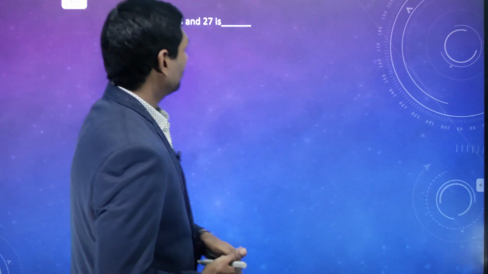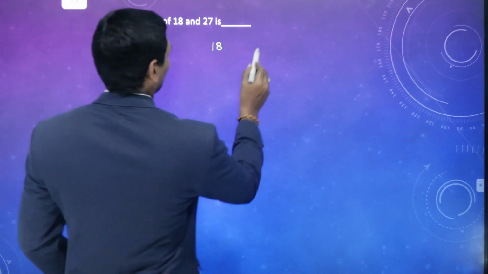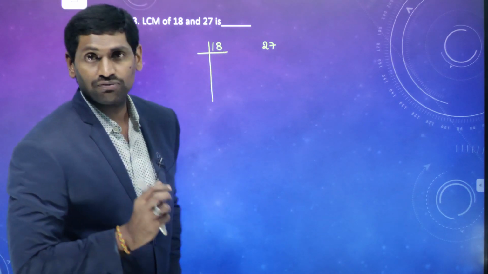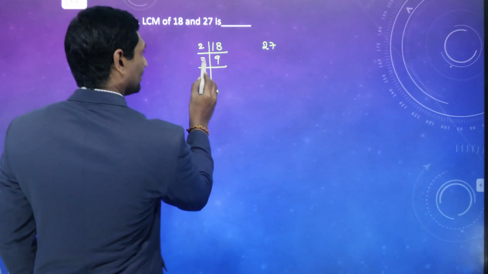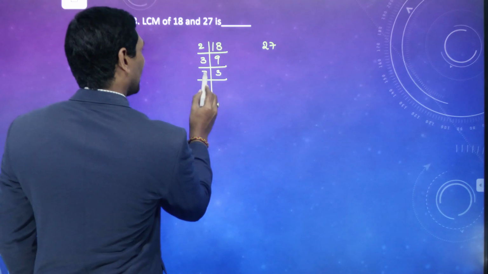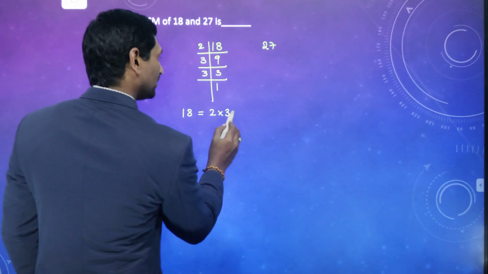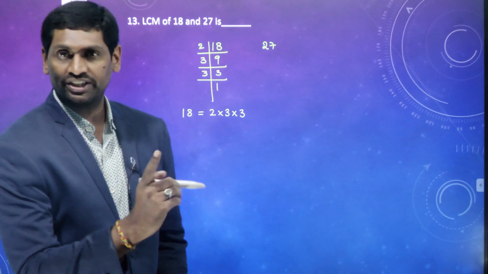Right, LCM is given. So LCM of 18 and 27. We can find it by using the prime factor method or the common division method also. Here I am using the prime factor method. So first try to find out the prime factors for 18. 18, 2 9s are 18. Again, 3 table, 3 3s are 9 and 3 1s are 3. So 18 I can write as 2 into 3 into 3. The prime factorization of 18 is nothing but 2 into 3 into 3.